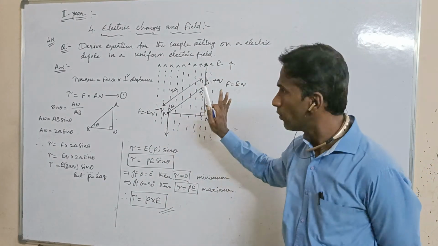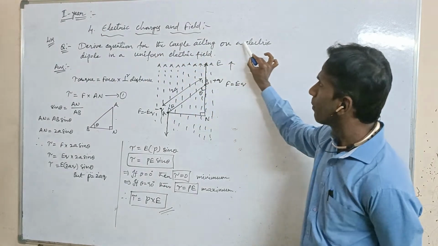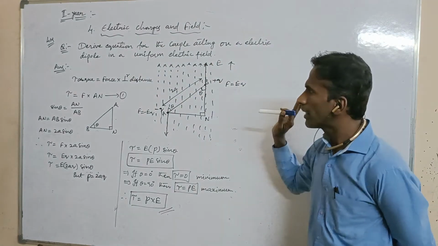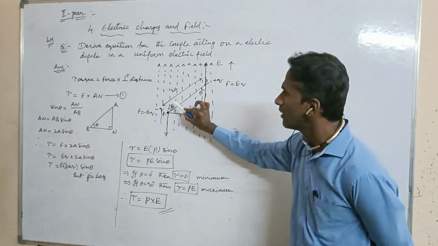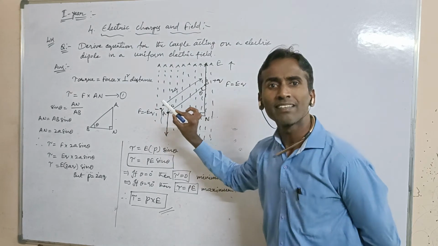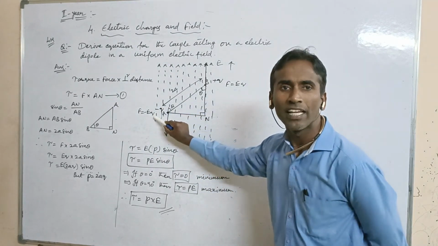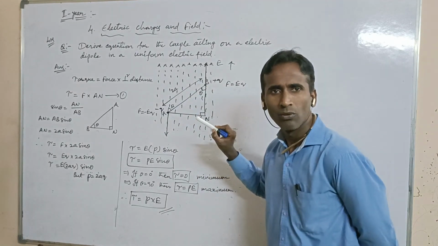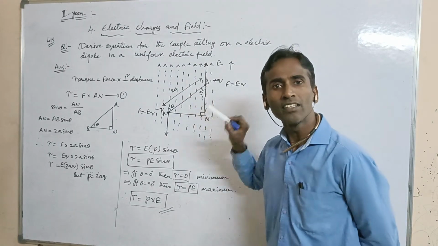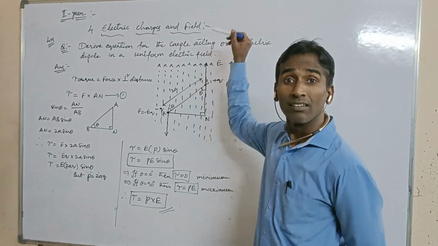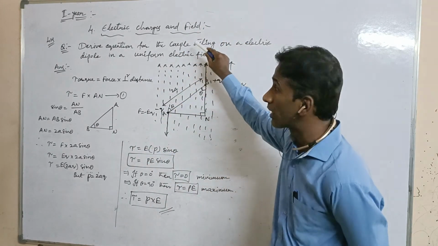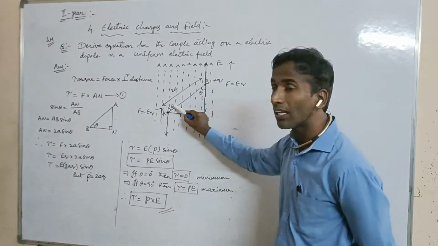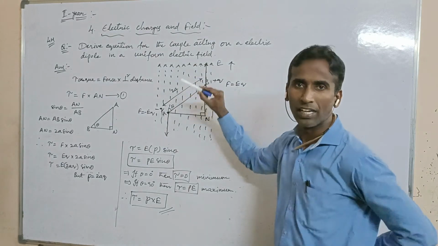Once again I will tell you simply. Derive the equation for the couple acting on an electric dipole in a uniform electric field. Let us consider an electric dipole, which consists of two charges, minus Q and plus Q, separated by a distance 2a. This dipole is placed in a uniform electric field, and it makes an angle theta with the direction of the uniform electric field.